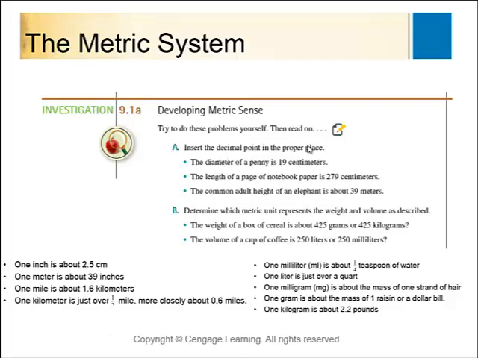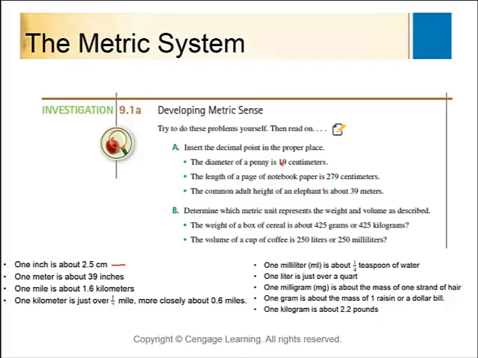So they want me to insert the decimal point in the proper place. So let's get a good idea, because I'm just going to use these conversions at the bottom. They tell me that the diameter of a penny is about 1.9 centimeters. So let me see right here. This tells me about what a centimeter is. So 1 inch is about 2.5 centimeters. So I bet the diameter of the penny is about 1.9 there. Well, that's a nice decimal point.